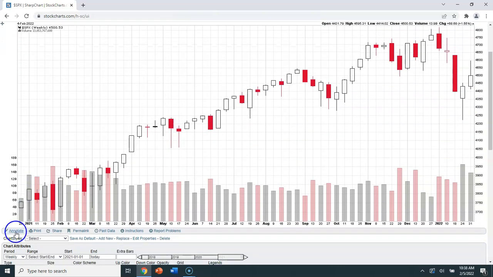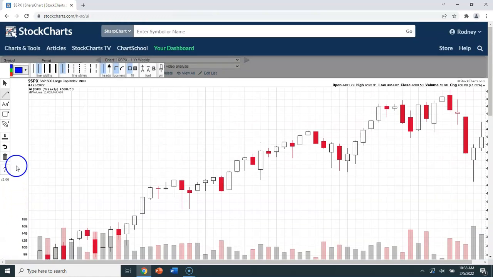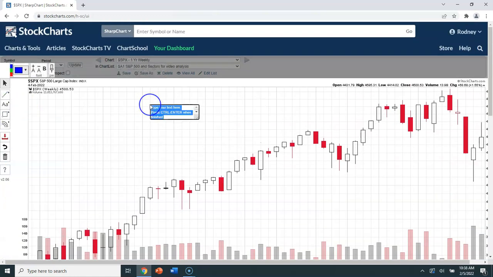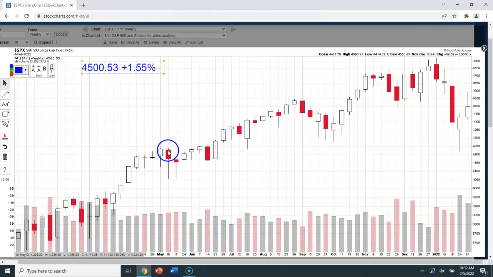So the first thing I'm going to do here is bring up the annotation tool, and we'll do a quick note so we can see this a little easier: 4,500.53 close, plus 1.55%. And we will enlarge this just so it's much easier for all of us to see. Okay, so it's going to be important for us to have that information.